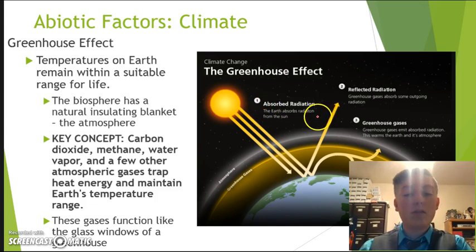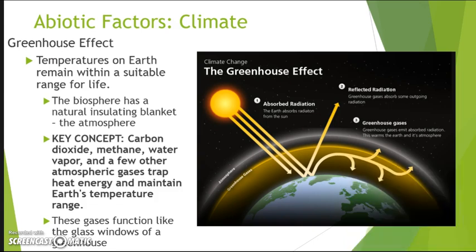three things happen when the sun's rays hit the Earth. I hid my little webcam in the corner there, so you guys can see the picture a little better. But one, some radiation that comes from the sun is absorbed. So the Earth absorbs radiation from the sun. Some is reflected. Greenhouse gases absorb some outgoing radiation, and then the third thing is greenhouse gases emit absorbed radiation. This warms the Earth and its atmosphere.